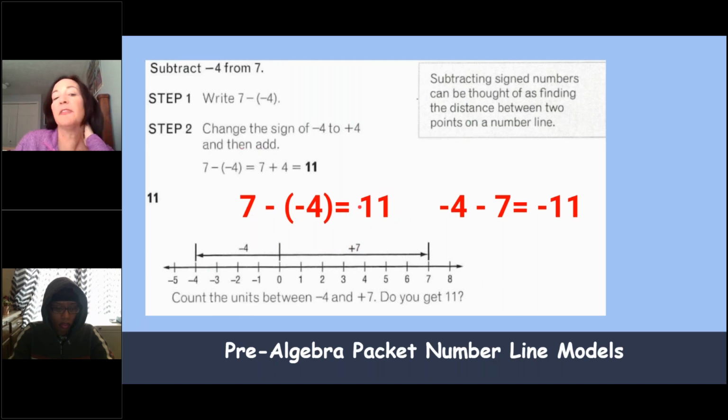I just want you to be very careful, because if the problem had been -4 minus 7, we still would say, well, this is -4. I'm going to mark that. And here's +7. And so the distance between -4 and +7 is still 11. But this time our answer would have been -11. And this little algorithm they have up here doesn't help us to know if our answer is going to be positive or negative.